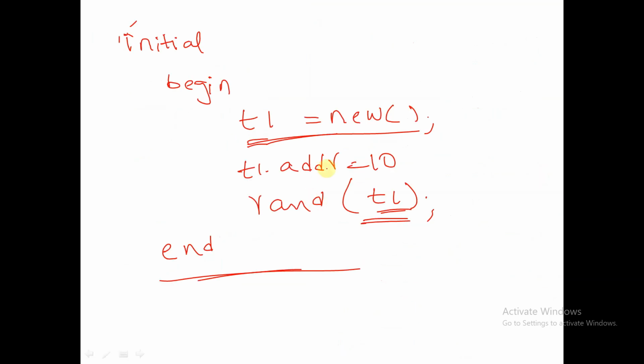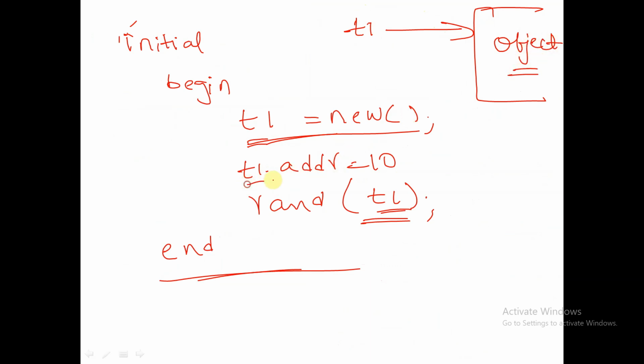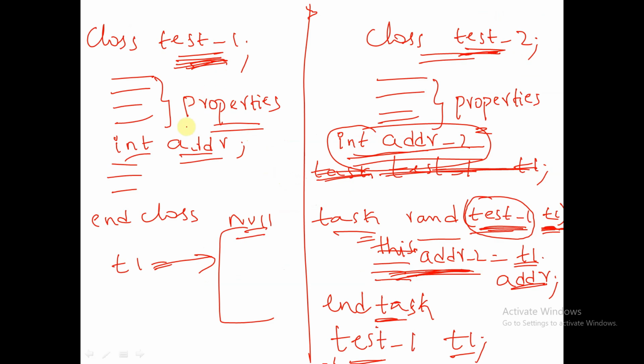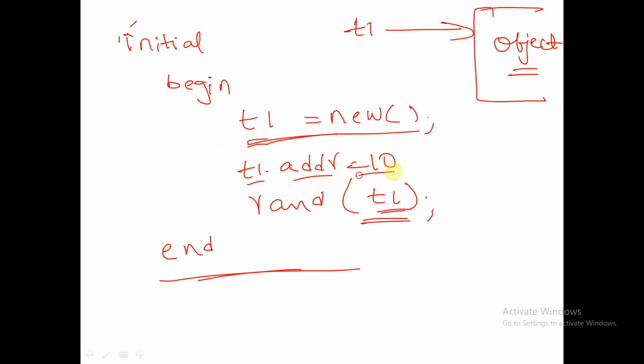Within an initial begin block, I'm allocating the object for t1. So now this handle t1 will point to an object. An object will be created for this handle t1, and we are assigning the value of addr, which is present inside this class, through this handle as 10, and we are passing this object t1. We are passing the entire object t1.